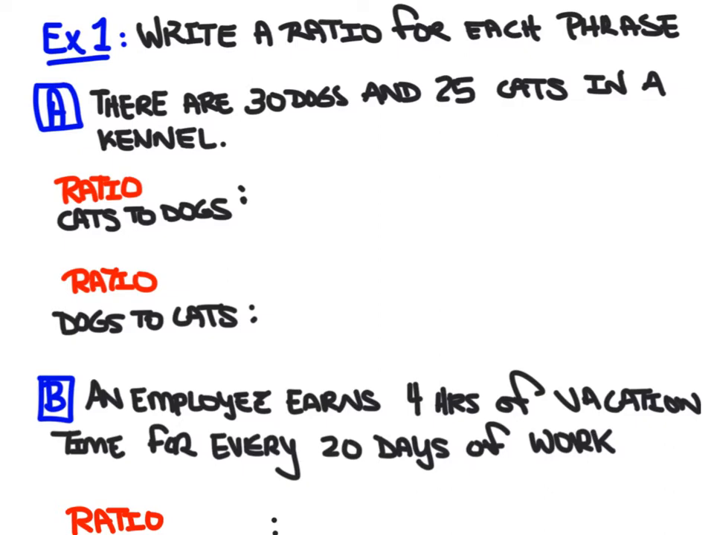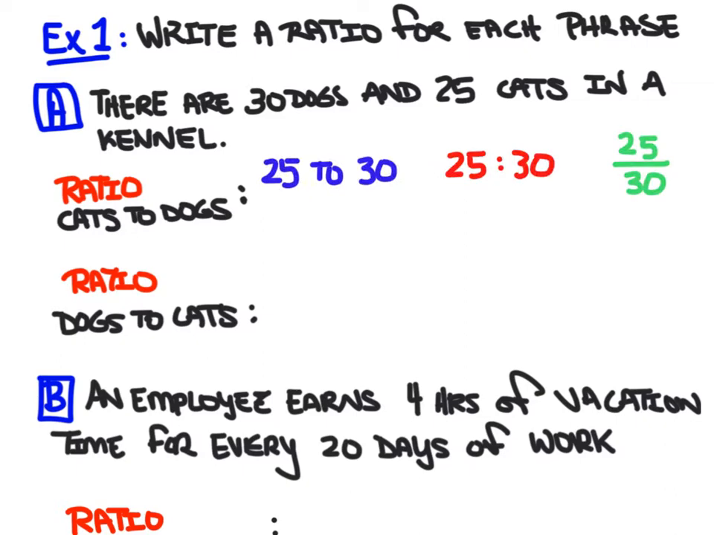Okay, so let's start with a basic example here, and let's write a ratio for each of the following phrases. So for part A, if I know that there are 30 dogs and 25 cats in a kennel, and I were to ask you for the ratio of cats to dogs, we can write it in three different ways. And here I'm going to pause for a second. So we have the following three ratios here, 25 to 30. The 25 is the number of cats, 30 is the number of dogs. That's why it's the ratio of cats to dogs. 25 with the colon 30 expresses the same thing, and 25 divided by 30.